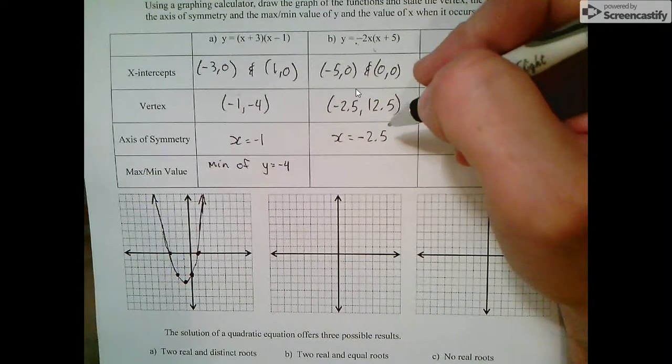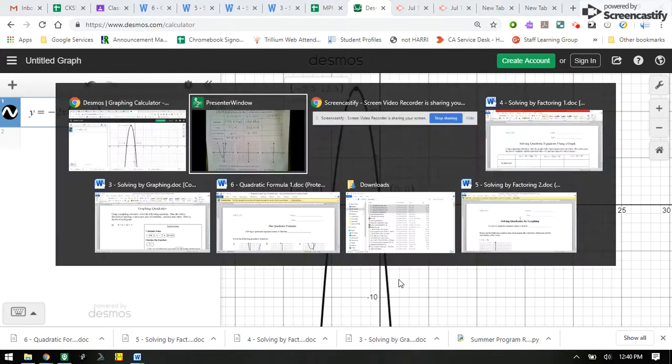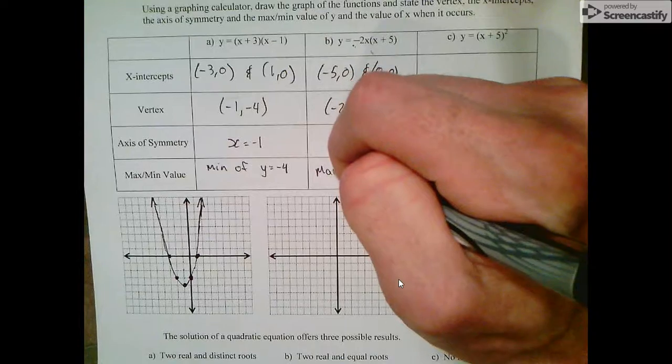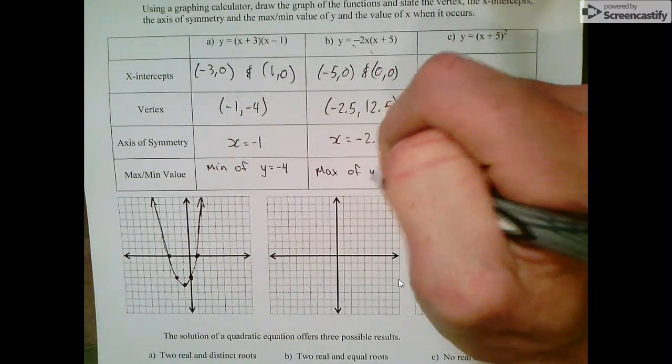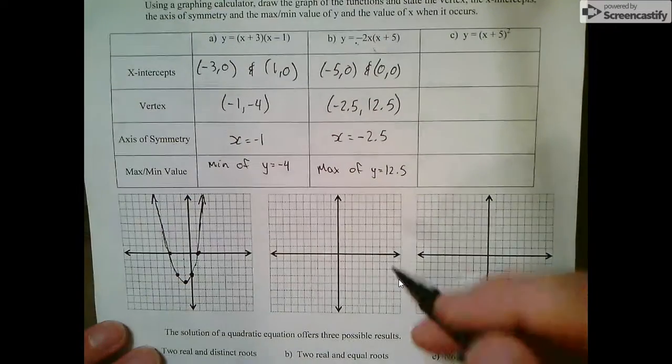And is it a max or a min? Well, looking at the graph going from left to right, we can see it's going up, up, up, up, hits that top value and goes back down again, never to return. So it is a max of y equals 12.5. Hooray! And then we just graph all these points.